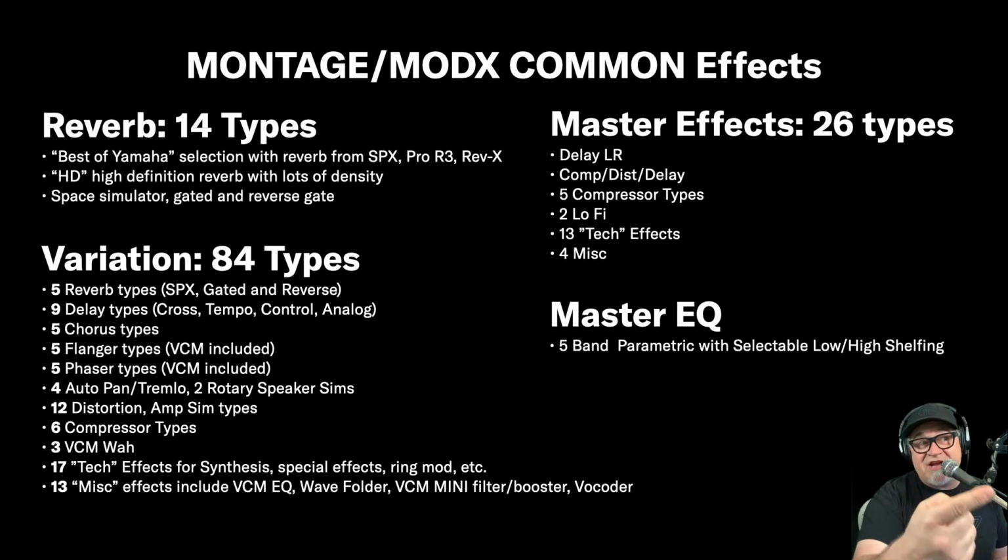Next are those variation effects. There's 84 types of variation effects. I won't read all those to you, but you can check those out. There's a whole host of cool effects. Some that I'm going to cover today are the more conventional type effects. So I'll show you some of the reverbs, some of the modulation effects, flanger, phaser, some choruses, things like that. Distortion and amp simulator: one of the coolest things about this product are the amp simulation effects. I use those all the time, VCM, and so on.